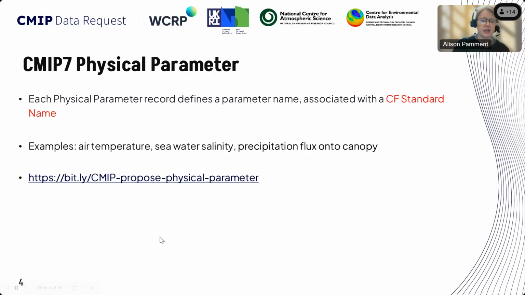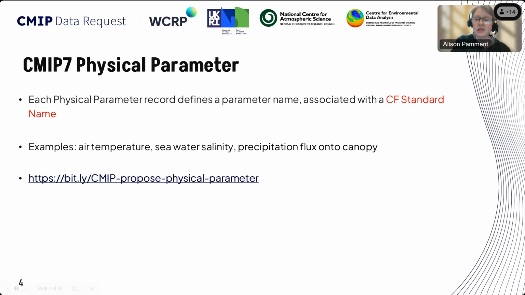So first of all, some definitions. According to the CMIP7 data request, a physical parameter has a parameter name associated with a single CF standard name. This is literally the quantity that is being calculated, the thing that you're outputting from the model. So it could be something like air temperature, seawater salinity, precipitation flux, and so on. None of these have any geophysical coordinate information attached to them. There's nothing about temporal sampling or anything like that, or any kind of statistical processing. It is literally just the quantity that is being modeled.